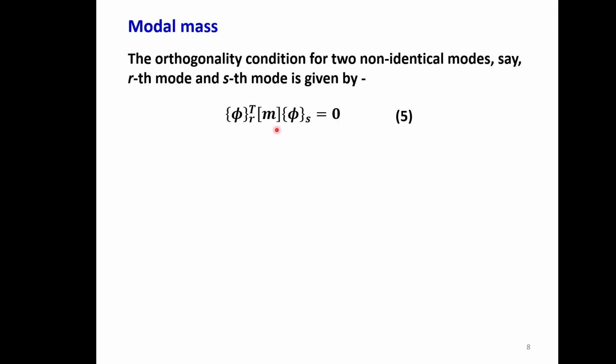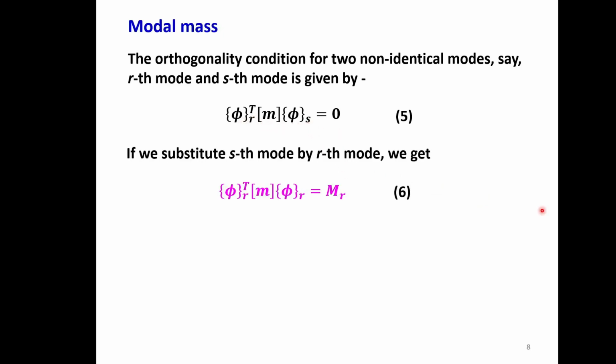So this condition is called the orthogonality condition between modes. Any two non-identical modes will be following this condition. This condition is utilized in the modal analysis extensively. Now if I substitute this s by r, then both the modes become r mode only and we get the condition like this: phi r transpose M phi r, both the modes we have taken as rth mode.